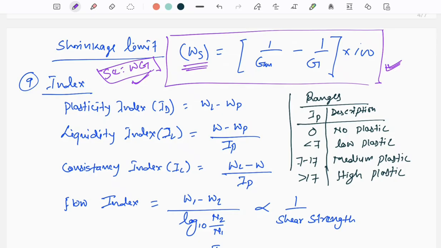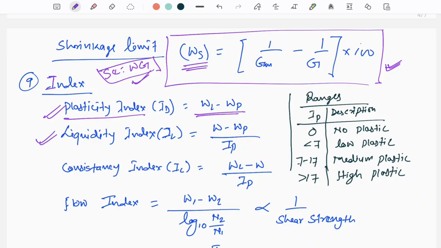After that there are some indices based on these limits: plasticity index, liquidity index, consistency index, flow index. What is the plasticity index? It is nothing but liquid limit minus plastic limit. The difference between the liquid limit and the plastic limit is the plasticity index, and the liquidity index is the ratio of natural water content minus plastic limit divided by the plasticity index. This is called the liquidity index.